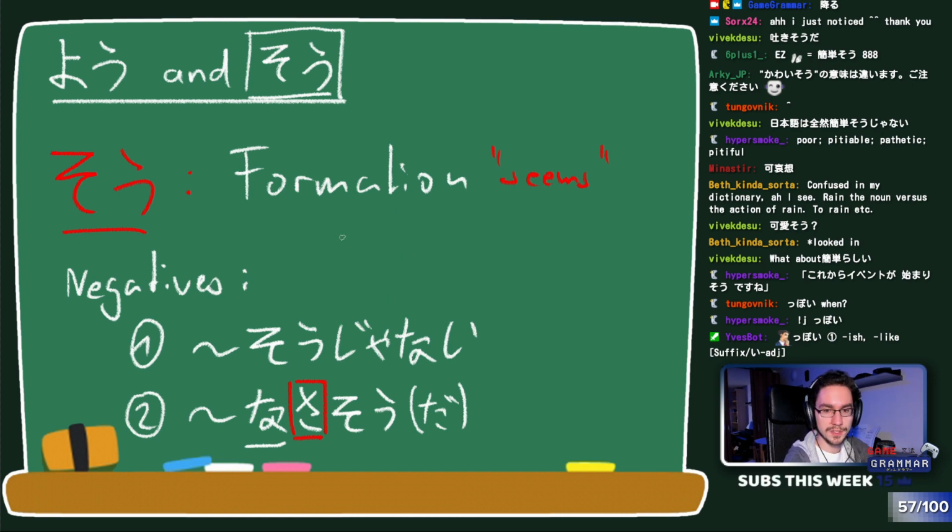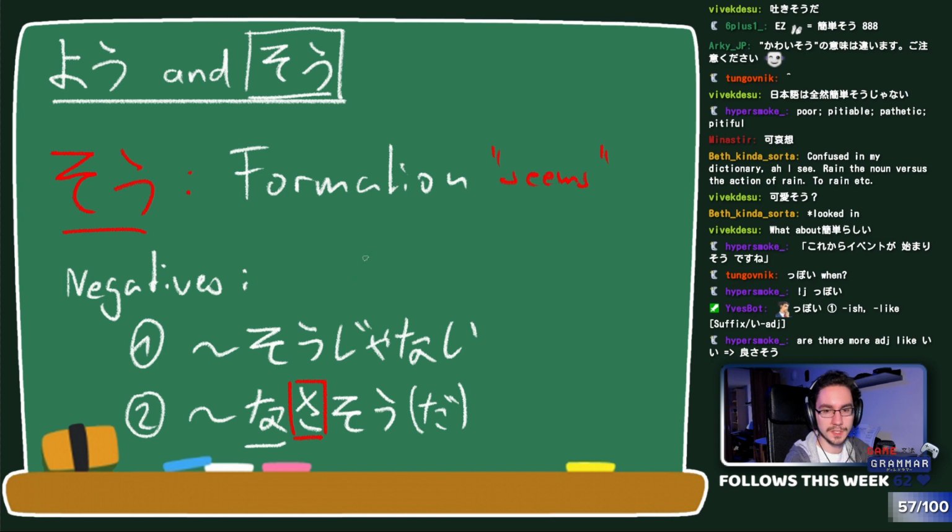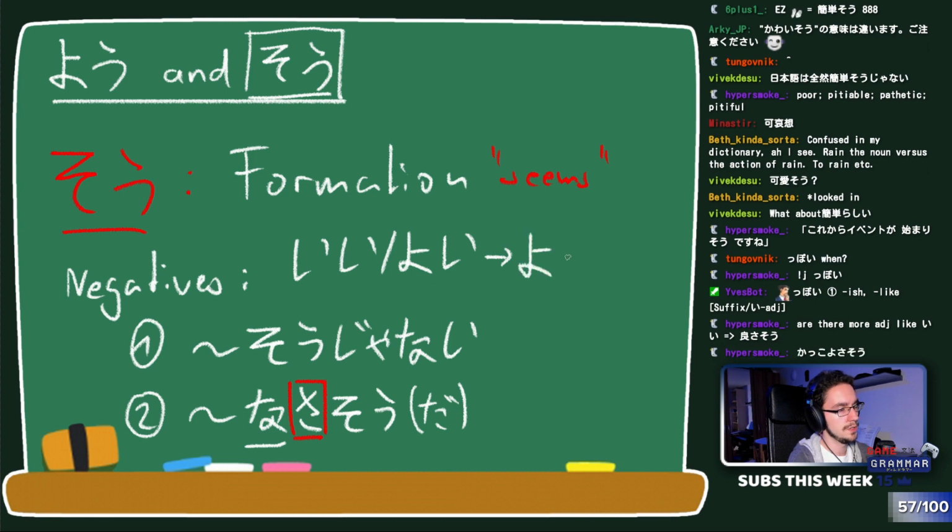The one exception to the positive, by the way, is anything that ends in yoi. Anything that conjugates like yoi would be yosaso, like ii becomes yosaso. More adjectives like that, usually ones that incorporate ii or yoi, which would be something like kakkoii. So you would say kakkoii is kakkoyosaso, obviously, right? So that would be the other one: ii, yoi becomes yosaso.